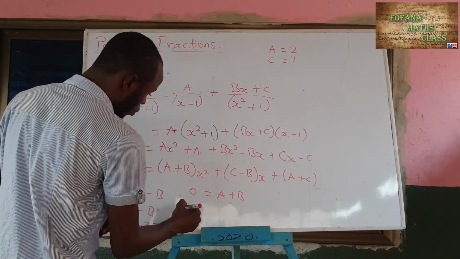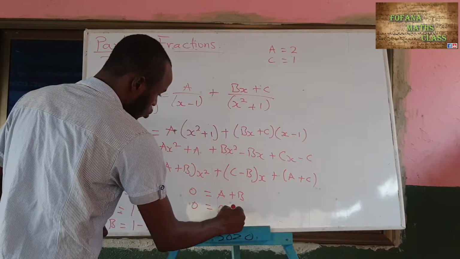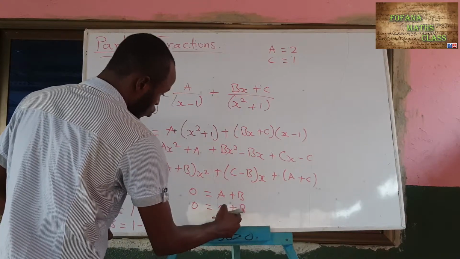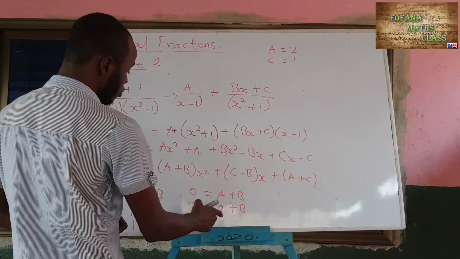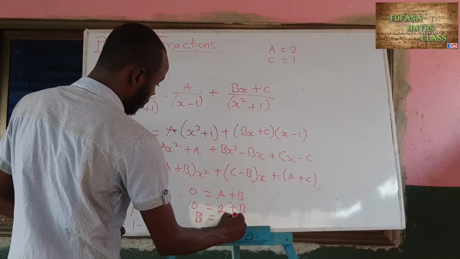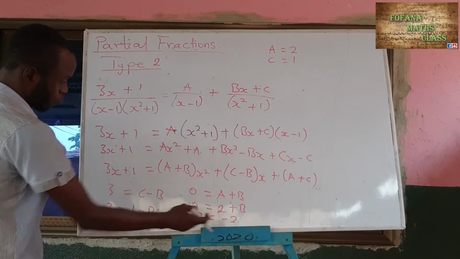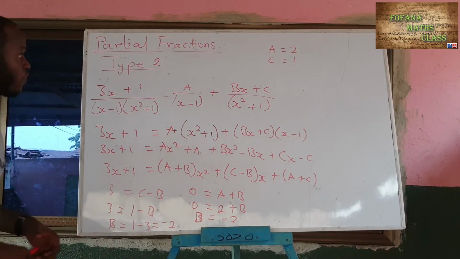Okay, so now we have 0 to be equal to A, we have A to be equal to 2, so plus B. All right, so we'll move B to this side. Okay, sorry, we will move A, which is the 2, to this side, and then we have B to be equal to minus 2, which is the same as this one. Okay, so this will bring us to the end of the type 2 of the partial fraction.